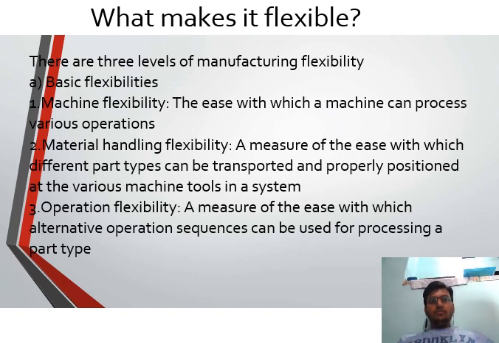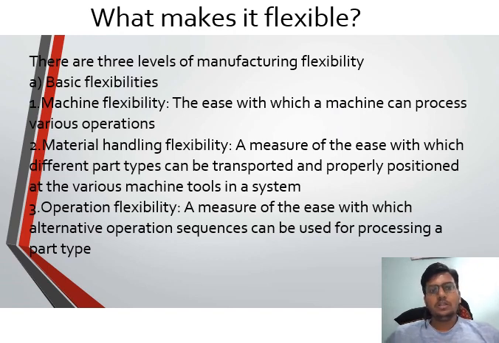So first we need to understand what kinds of activities make the whole manufacturing system flexible. We can distribute this flexibility into three levels. One is basic flexibility, meaning what kind of basic flexibility we use in a flexible manufacturing system.